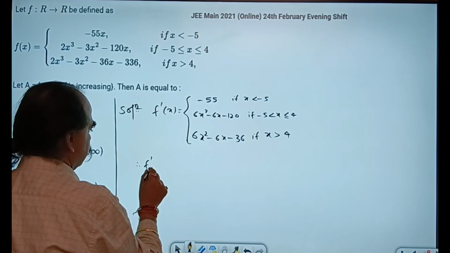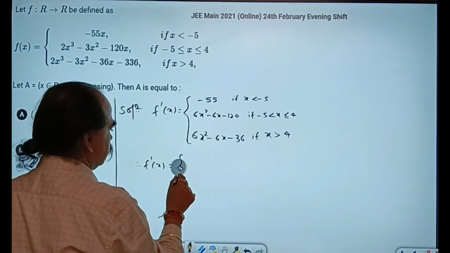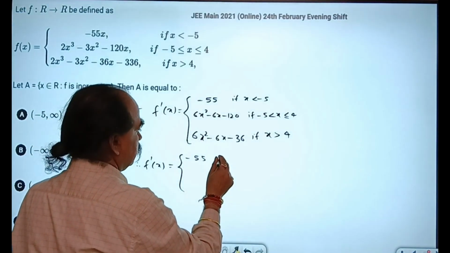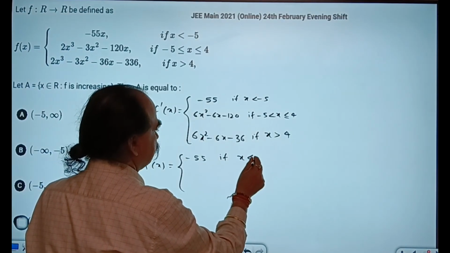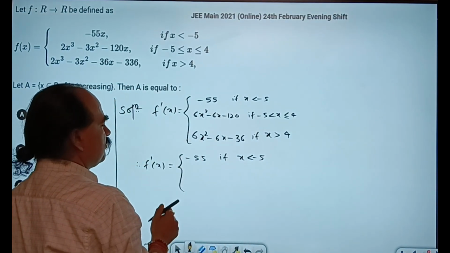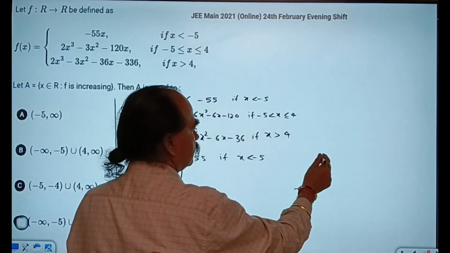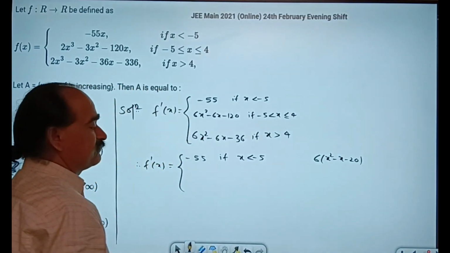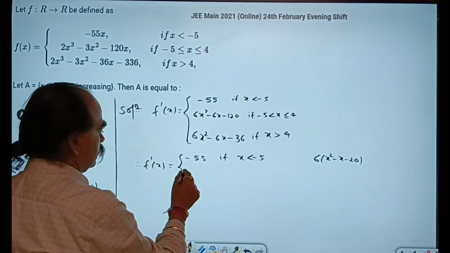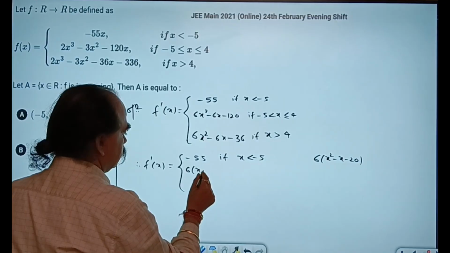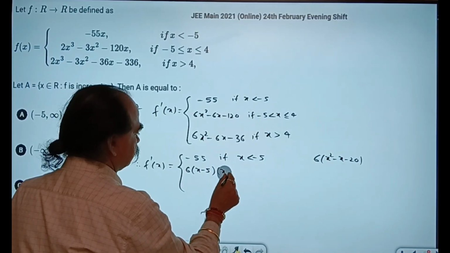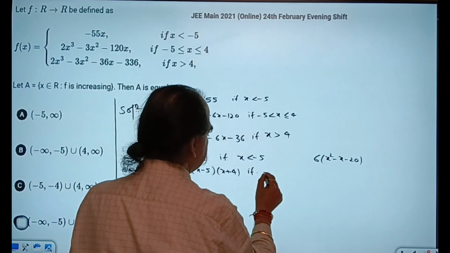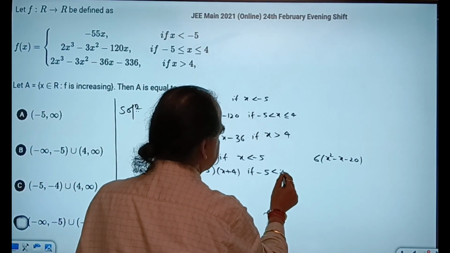Therefore, f dash x is what? Minus 55 if x less than minus 5. 6 common will give x square minus x minus 20. So factors will be x minus 5, x plus 4. So 6 into (x minus 5) into (x plus 4) if minus 5 less than x less than or equal to 4.